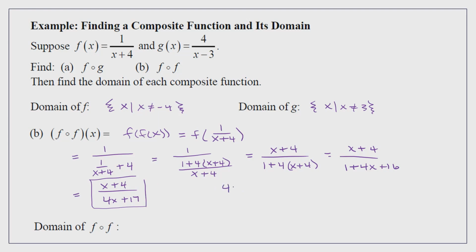Similarly, I'm going to set my denominator to 0 like we did in the last problem and solve for x. So 4x equals negative 17, so x equals negative 17 over 4. So the domain is going to be all x values except when x equals negative 4, because that's excluded from the domain of f, and where x equals negative 17 over 4, because that would make our denominator 0.